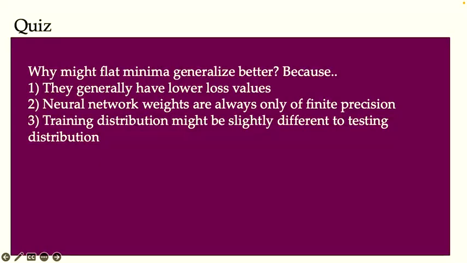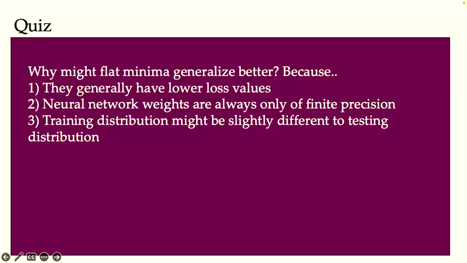So now have a think why these flat minima might generalize better. Is it because they generally have lower loss values? Is it because neural network weights are always of finite precision anyways? Or because the training distribution might be slightly different to the testing distribution? 3, 2, 1. Right? Mostly threes and twos, and the rest are hedging their bets by not putting anything up.